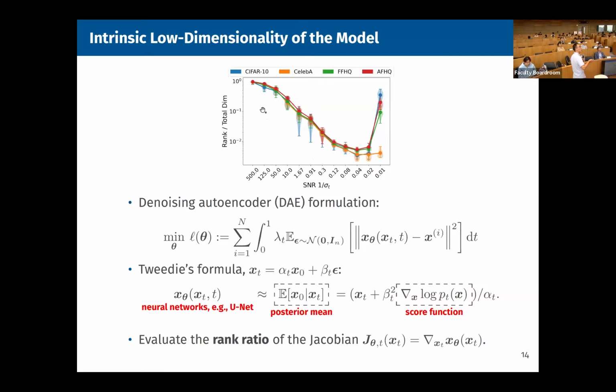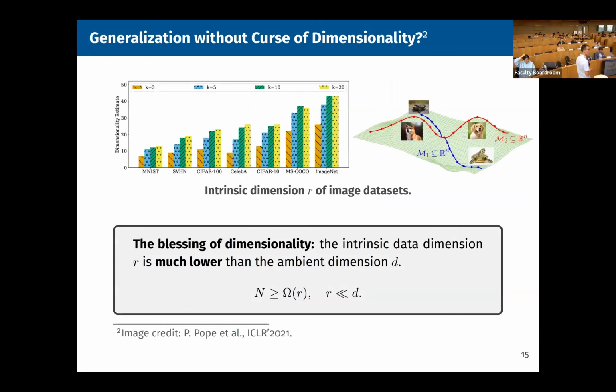We believe the lowest point corresponds to the intrinsic dimension of the data. Usually the rank ratio at the lowest point is beneath 10 to the minus 2, which means, if you consider the pixel number is a thousand something, the rank is around 10 or so. It really captures the intrinsic dimension. And this is something important we'll be leveraging later.